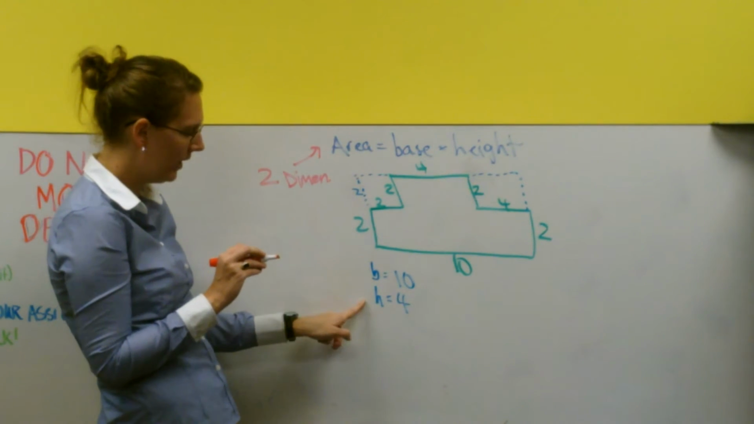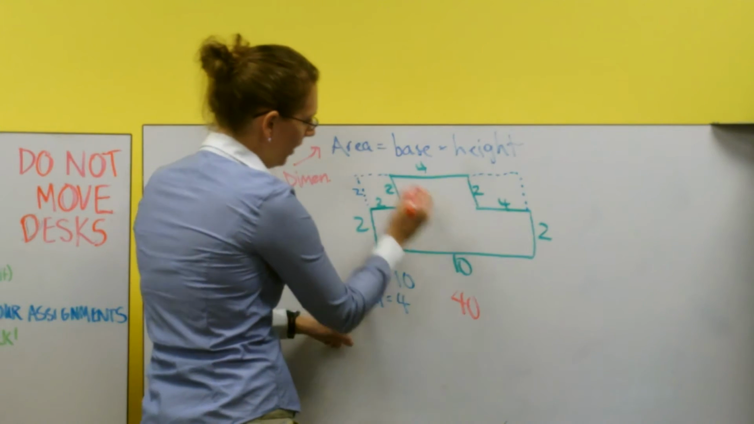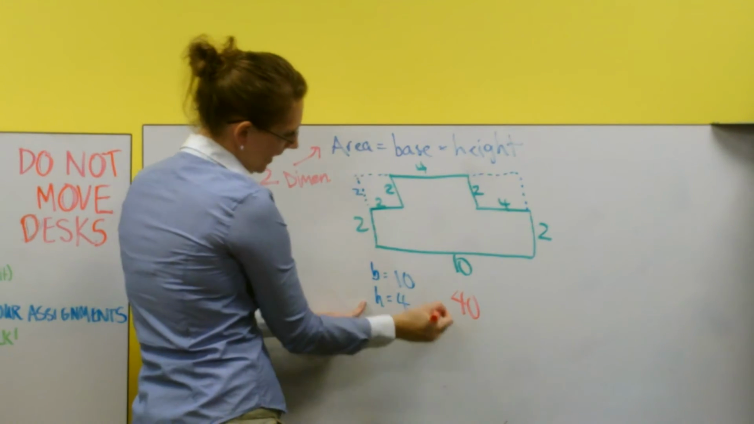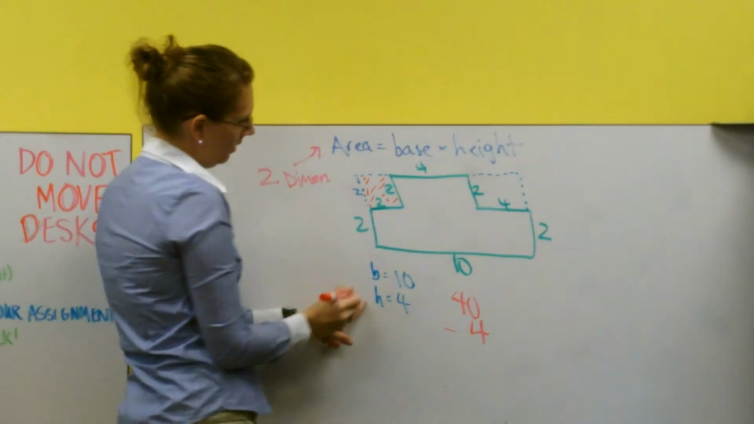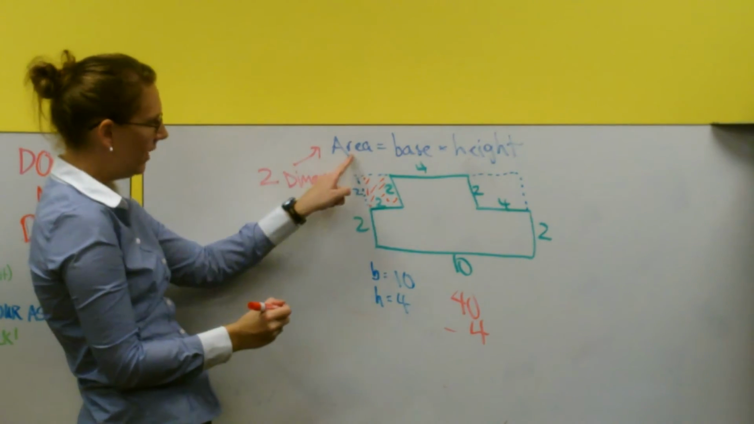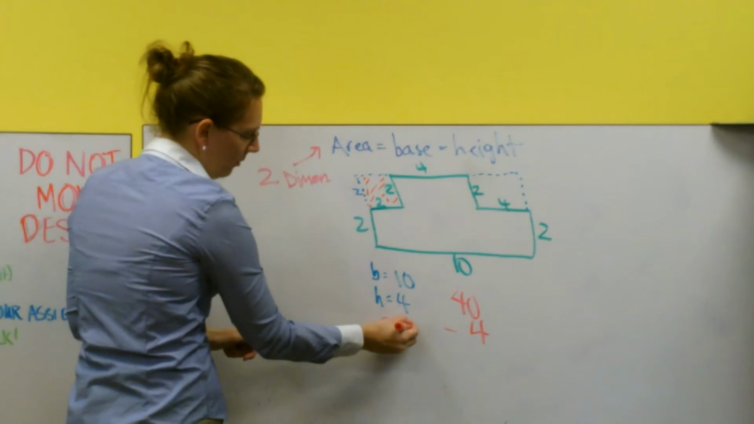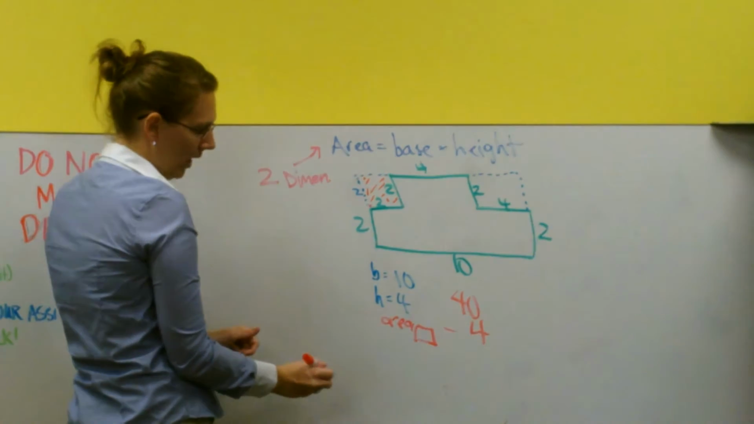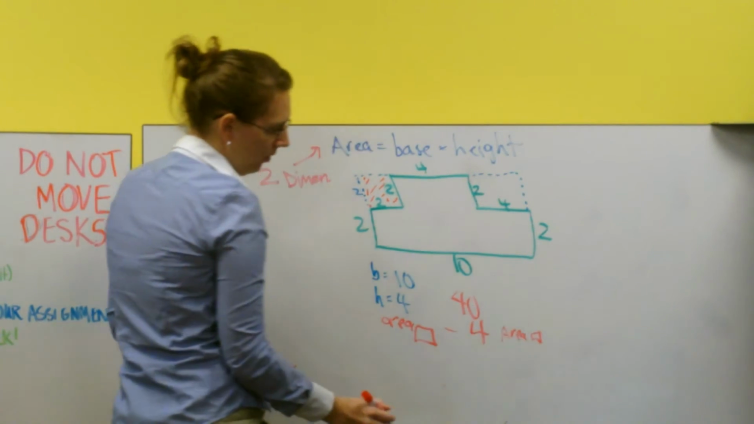Okay, what's my total area? 40. Okay, so I've got 40 for my whole big guy. I can take away 4 for this little guy. 10 times 4 gives me the area. The area is base times height. So here's the area of my big rectangle, right? This one is the area of my littler rectangle.